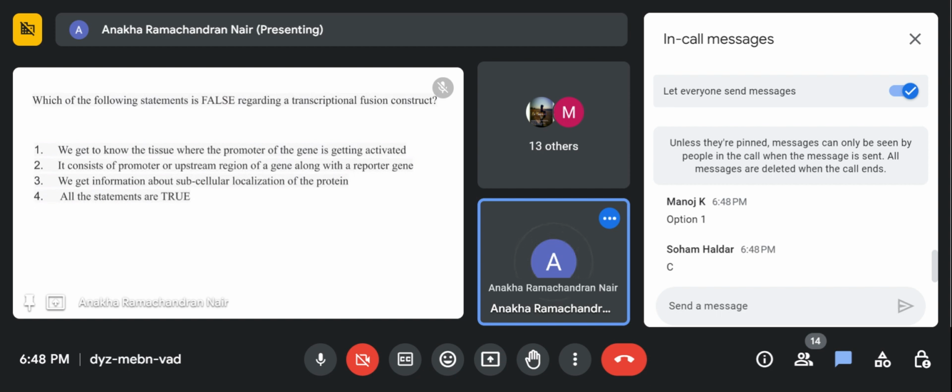Alright, so what is a transcriptional fusion construct? Like we had discussed a little bit before. So it is a fusion construct for your transcriptional product, that is, the mRNA, right? So you're attaching a probe to it. This is your probe, right? So a transcriptional fusion construct, this is. So we get to know the tissue where the promoter of the gene is getting activated.